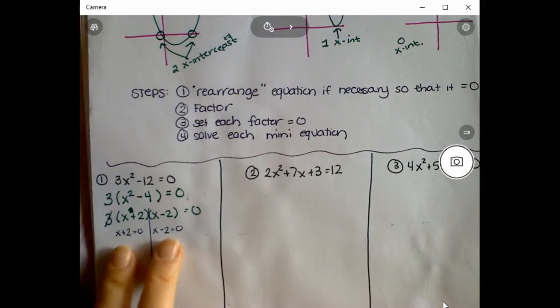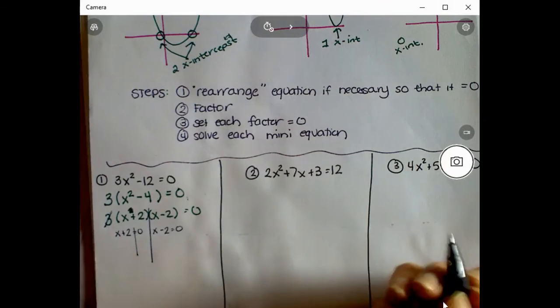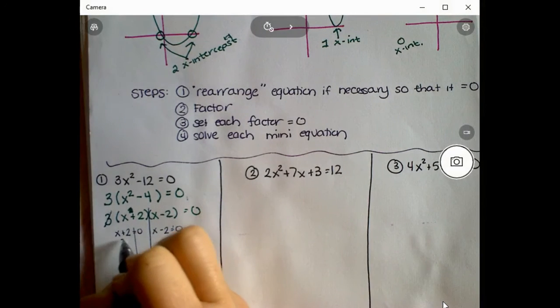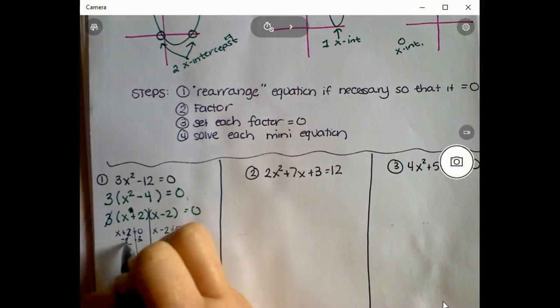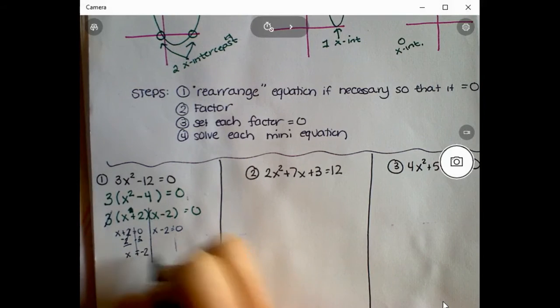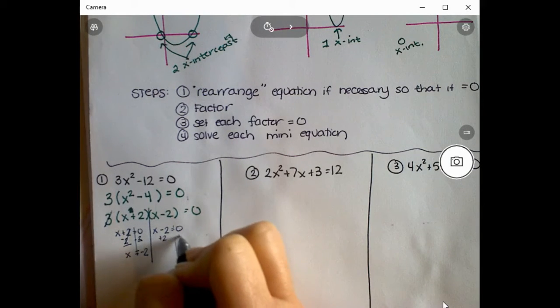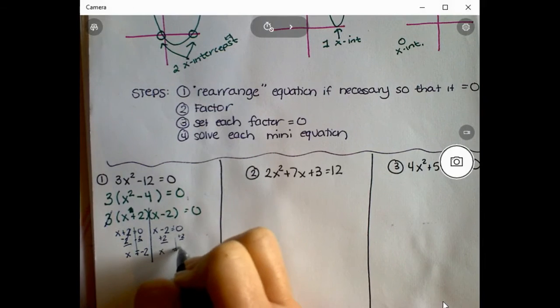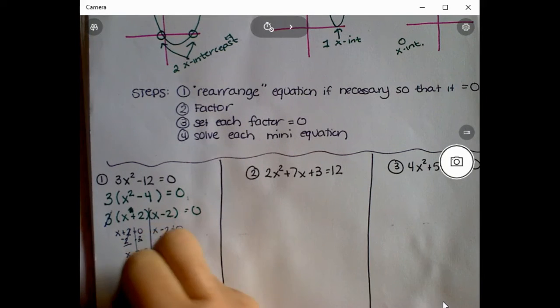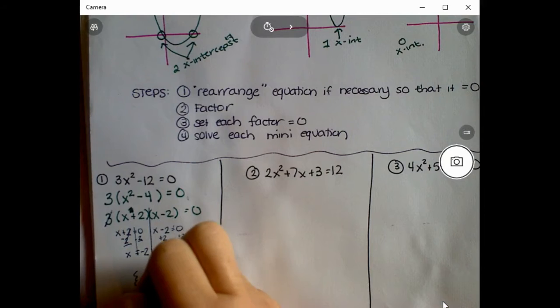All right. And do you see how now you have two small equations? These are simple to solve. Draw your little lines and solve. We have to subtract 2 from both sides in this one. So x equals -2. And we have to add 2 to both sides in that one. So x equals 2. So our solutions are -2, 2.